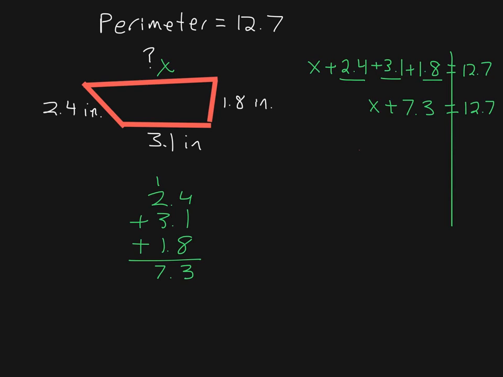And now, to find x, we're just going to use our inverse operation. We'll subtract 7.3 from both sides. 7.3 minus 7.3 is 0. Get x equals, got to do some subtraction here. 7 minus 3 is 4. The decimal is going to go there. Now we're going to have to borrow from this 1. That's going to become 0. It's going to give us 12. 12 minus 7 is 5. X equals 5.4 is the missing side here.